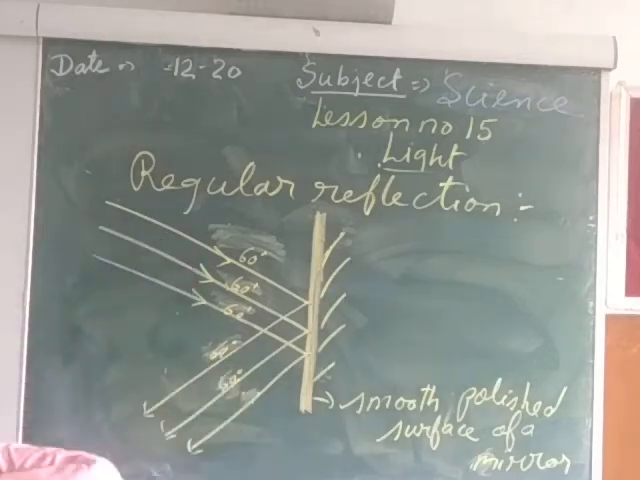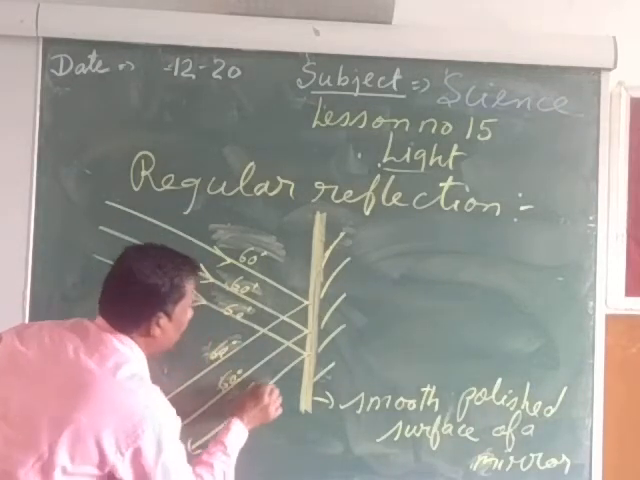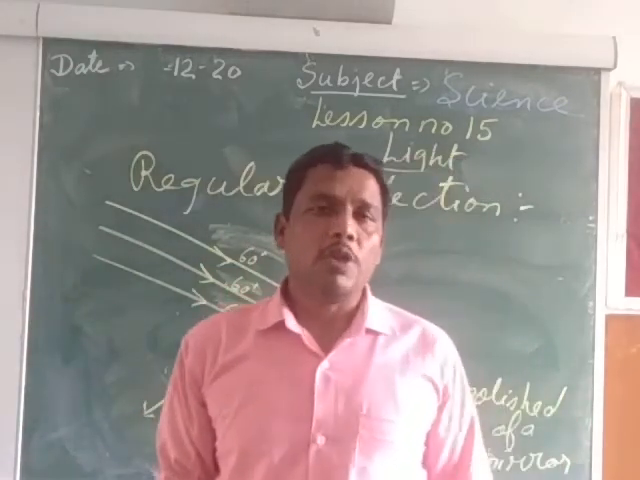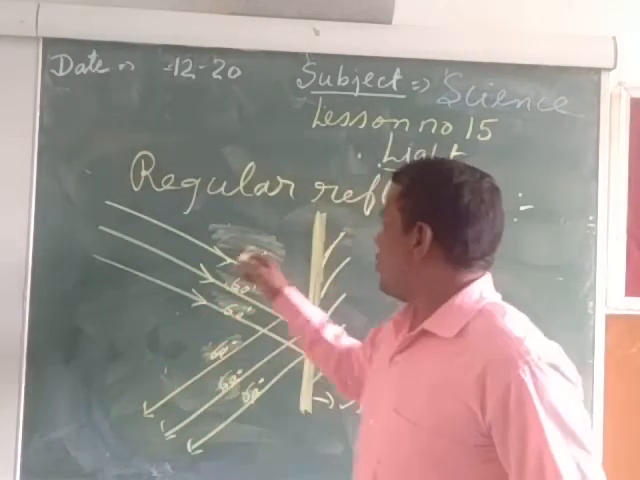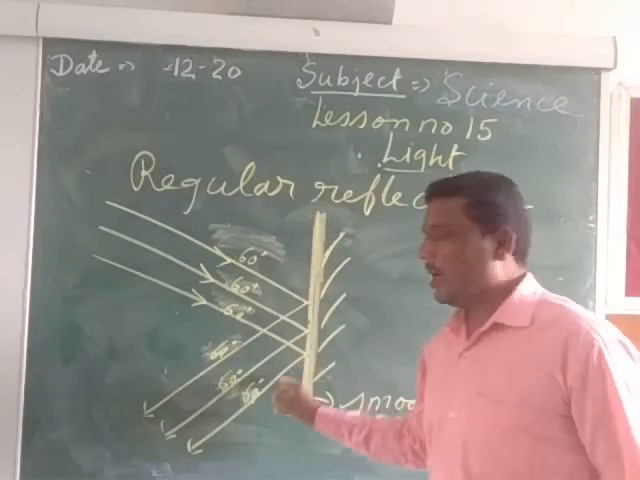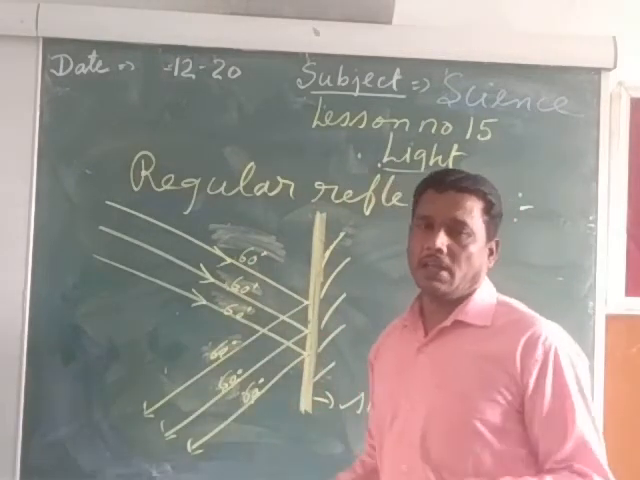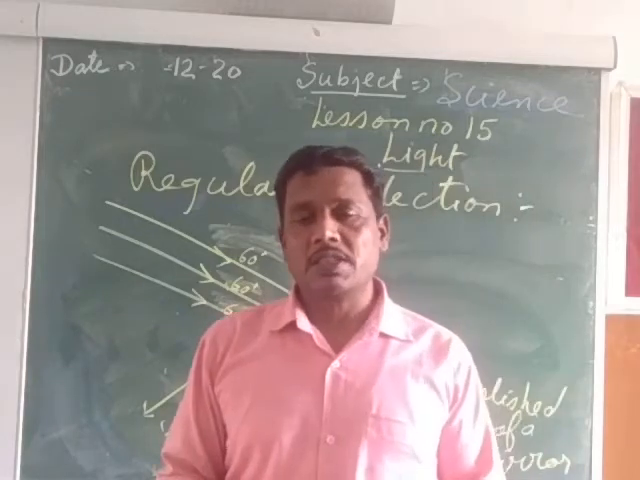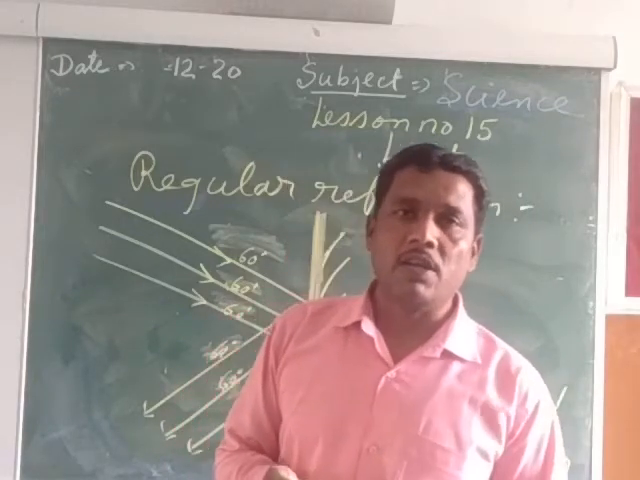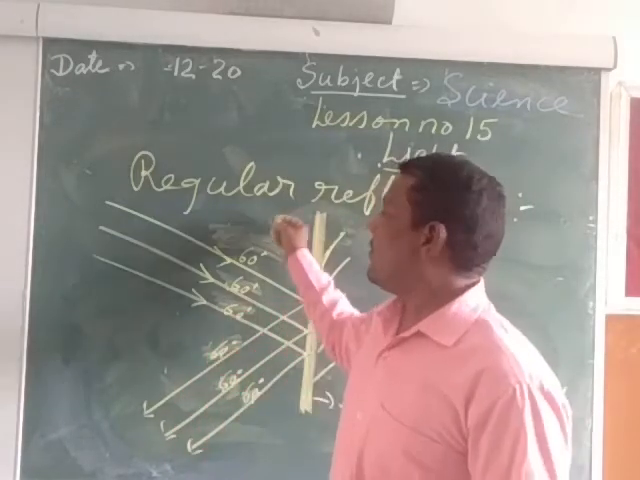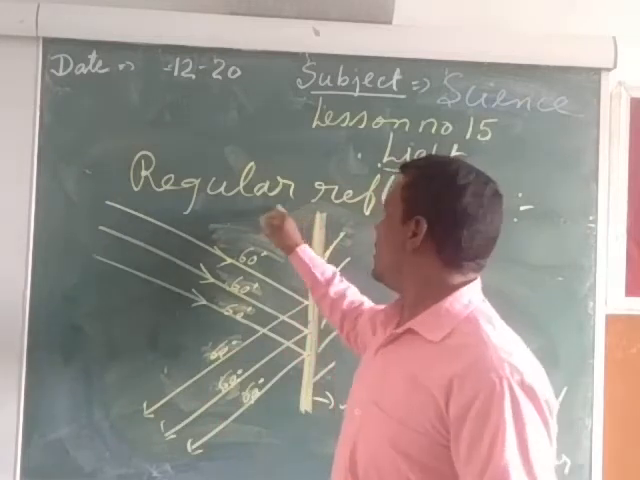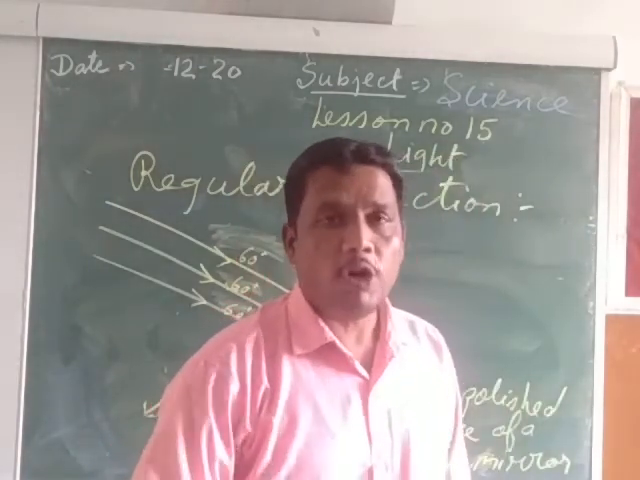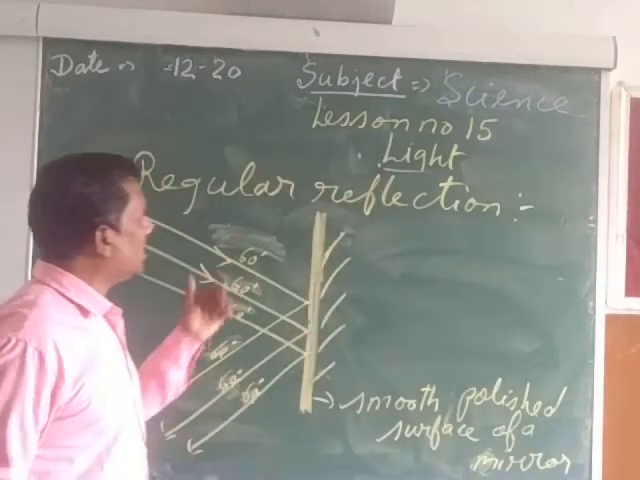So here the rule is, my child, whenever the light is falling upon a smooth and polished surface like a mirror, at what angle the light is falling, the light is going back at the same angle. Such type of reflection is called regular reflection. Regular reflection forms the image of the object. So the image of the object is formed in the case of regular reflection.